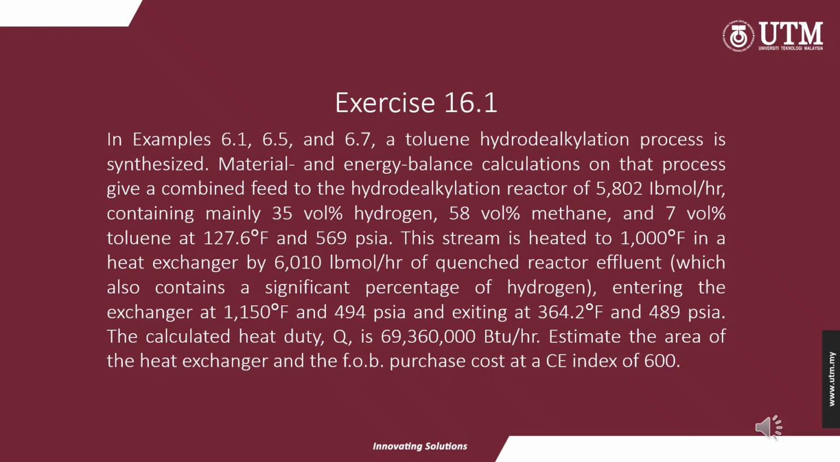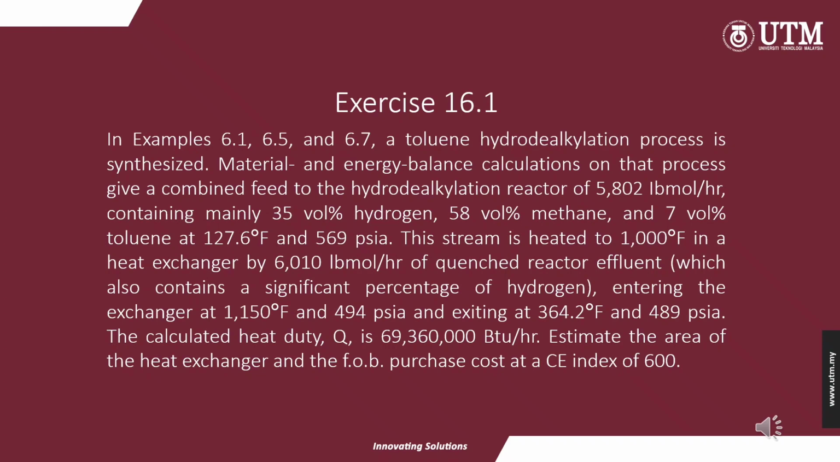In examples 6.1, 6.5, and 6.7, a toluene hydroalkylation process is synthesized. Material and energy balance calculations on the process give a combined feed to the hydroalkylation reactor of 5,802 lbmol per hour, containing mainly 35 volume percent hydrogen, 58 volume percent methane, and 7 volume percent toluene at 127.6 degrees Fahrenheit and 569 psig.